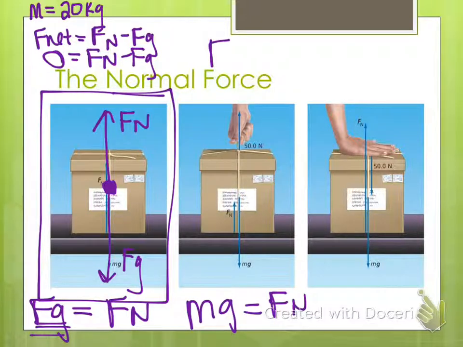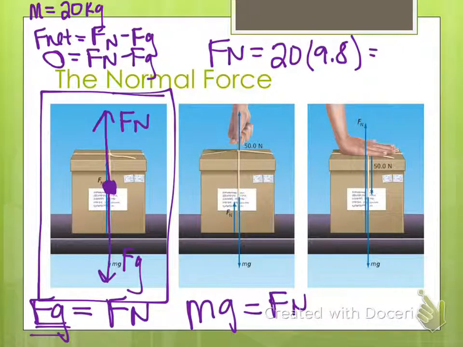Which means that the normal force in our first problem here is equal to 20 times 9.8, which is 196 newtons.